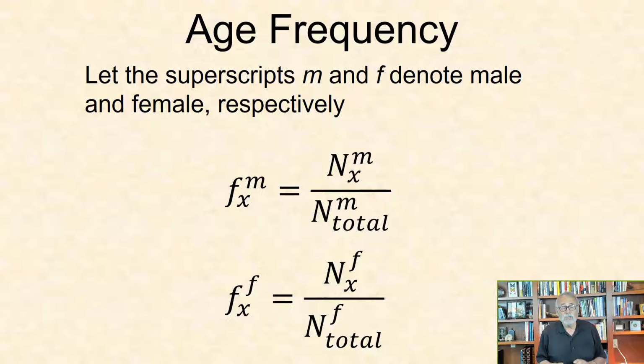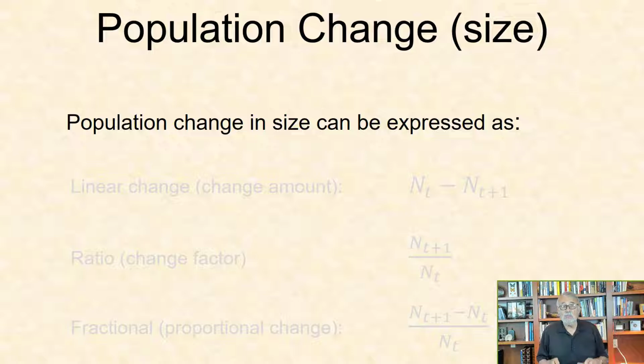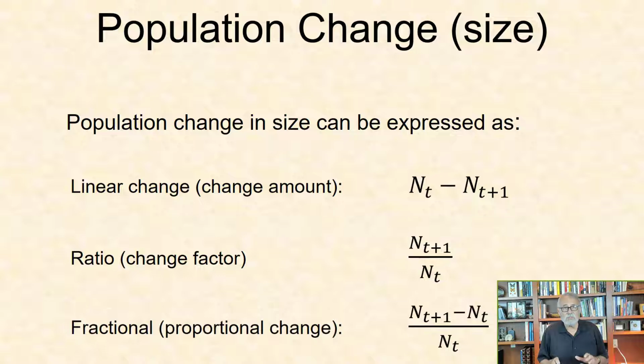Population change in size can be expressed in several ways, including as a linear change, which is a change in amount. In this case, the number at time t plus 1 minus the number at time t. A second way is as a ratio, which is the change factor, where you have N at t plus 1 divided by the number at time t. And a third way is a fractional or proportional change in the population, which is the difference in the number at t plus 1 and the number at t divided by the number at time t.